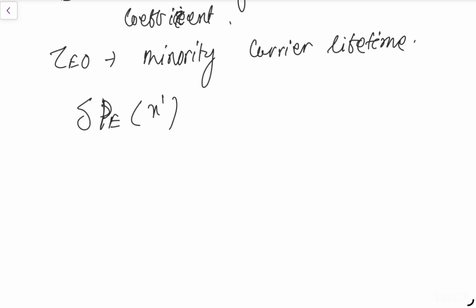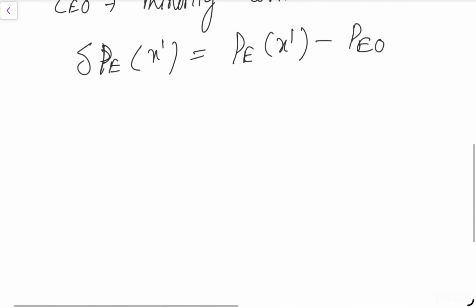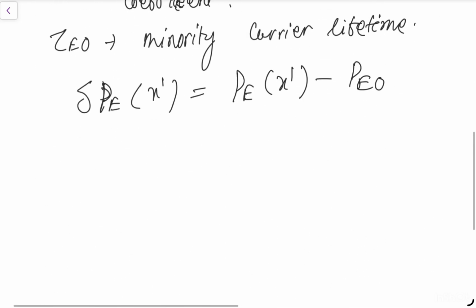Okay, that is the excess carrier concentration at any value of x dash, given by PE(x dash) in the emitter region minus PE0, which is the thermal equilibrium concentration. So in this region, at any point, whatever value of PE(x dash) you get, minus this PE0 will give you the value of the excess. Similarly, at any point of x dash you can take that. So this will be our second equation.